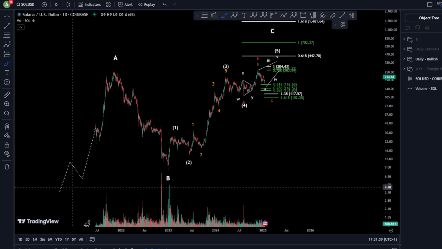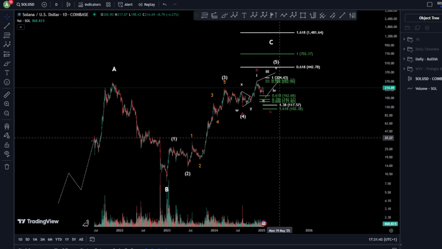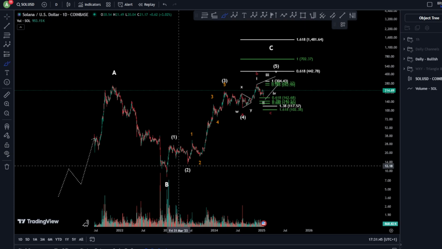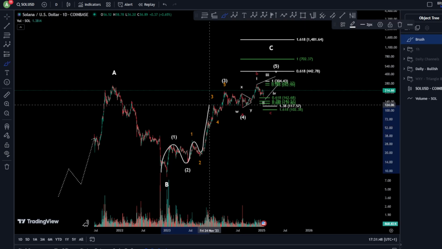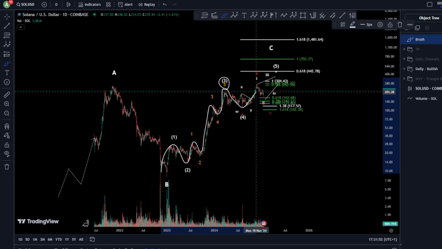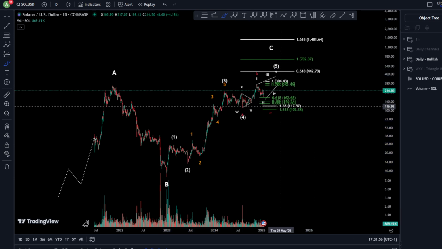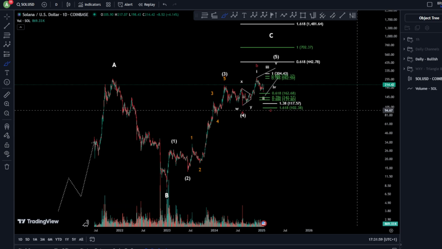Starting on the daily chart here, we're looking at an ABC toward the upside, possible zigzag formation with a wave C, of course impulsive, where we have 1 2 1 2 3 4 5, finishing your wave 3 in the white, and then 4 and a 5, of course.